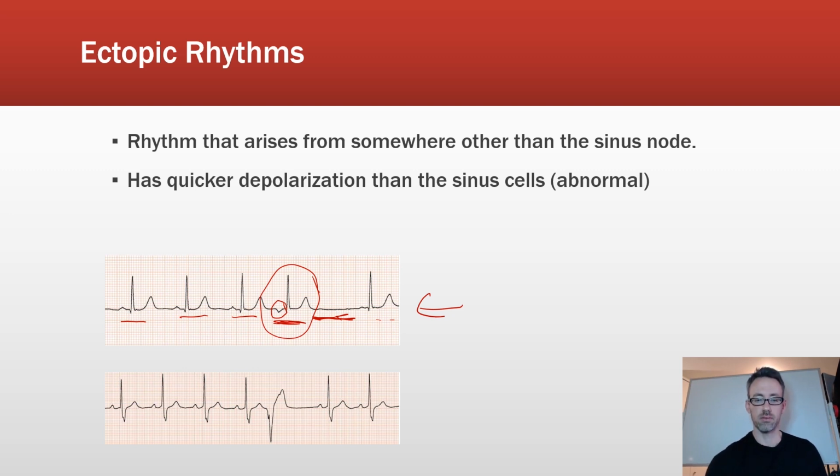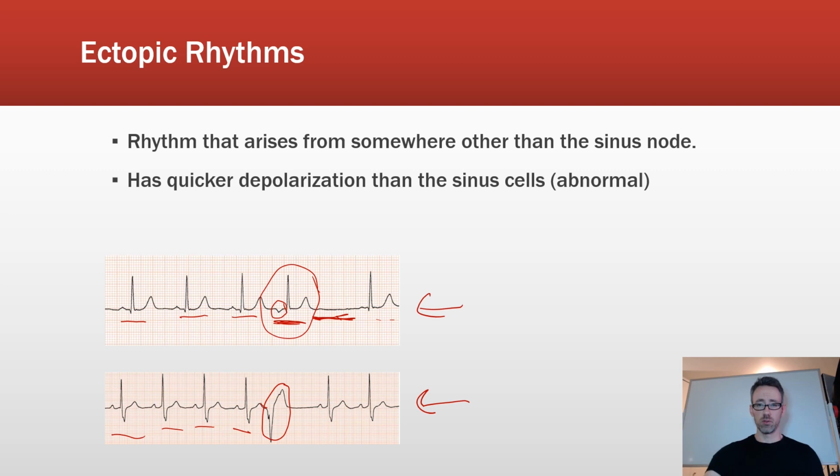Now over here, all right, same idea. It's ectopic, but you'll notice we have our regular complexes, all right? But then as this one is repolarizing, this is where the T wave is supposed to be. Right after the T wave, you notice this guy. And so this is a very odd looking shape. It's very wide. And this is actually an ectopic beat from ventricular myocytes.